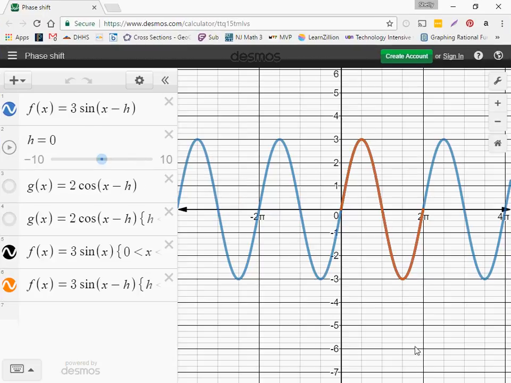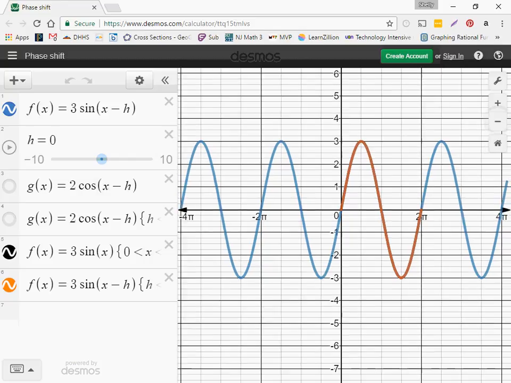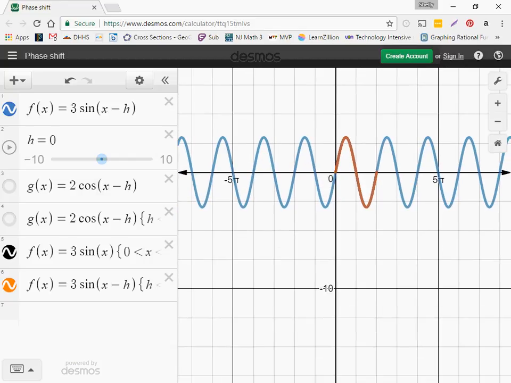So here's a function. Let me zoom out a little bit. This is showing the function 3 times the sine of x minus h. And right now I have it set so that h is just 0. And I have one cycle shown in red, or I guess that's orange, so that you can see where that one cycle is.